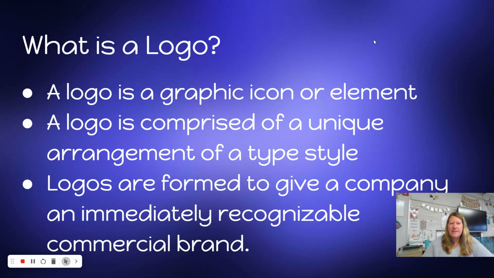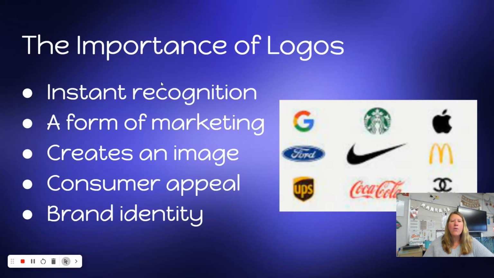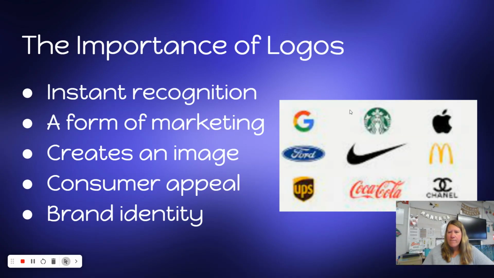So your logo is basically some sort of graphic. It could be an icon, it can be an element, and there's a font usually, so it's the type style that goes with it. And they're formed to give a company an immediately recognizable commercial brand. So here would be an example of some things that are easily recognizable. Your Google, your Ford, UPS, I mean, there's not a whole lot of brown and gold ones. Moving on.